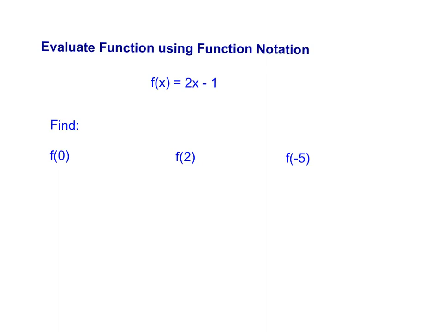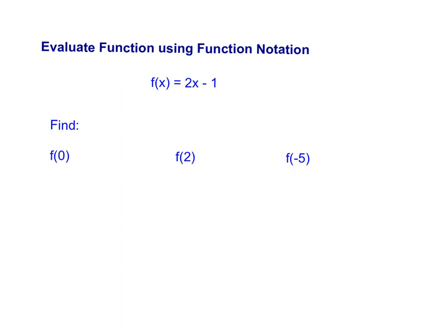All right, we're going to practice evaluating functions using function notation. So we can see that our function is f of x equals 2x minus 1, right here. So they're asking us to find f of 0, f of 2, and f of negative 5.